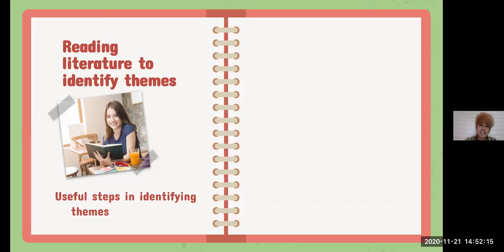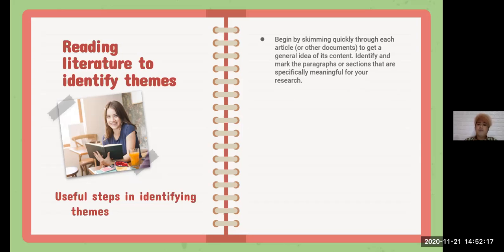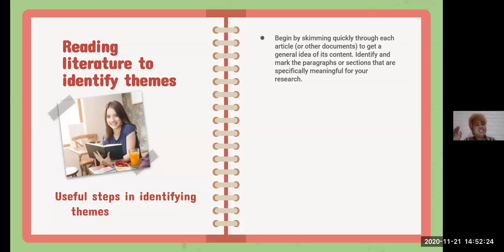So, how do we now identify themes? So, begin by skimming quickly. Ayan, yung minamaliit ng mga bata sa English na skimming, scanning, paraphrasing, summarizing ay ang four basic and very useful micro skills in English na dapat magamit natin, nagagamit natin sa research ngayon. Lagi siya, skimming, scanning na yan, and then paraphrasing, summarizing. Yung hindi nila alam, these are very important skills in doing research.